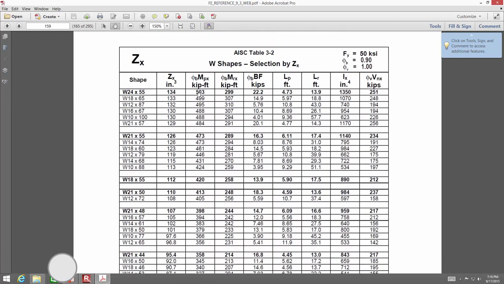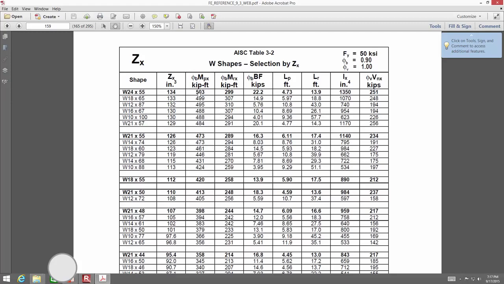Now, let's take a look at this table. Y'all remember this table? That's the Zx table. Remember, you use this for beam design. Just calculate your moment and, if you've got a continuously braced beam, find the first beam that works off the Mp column.